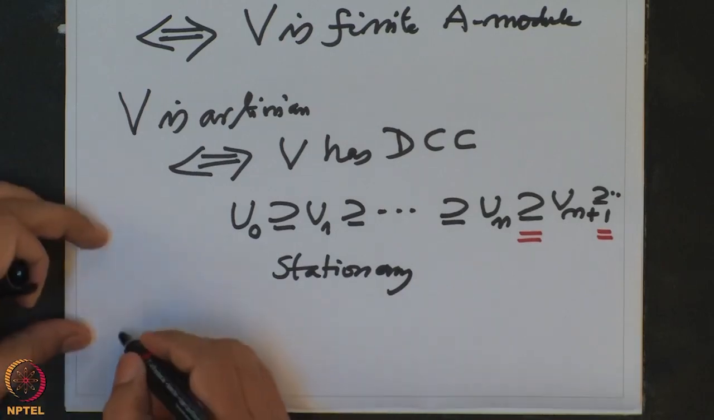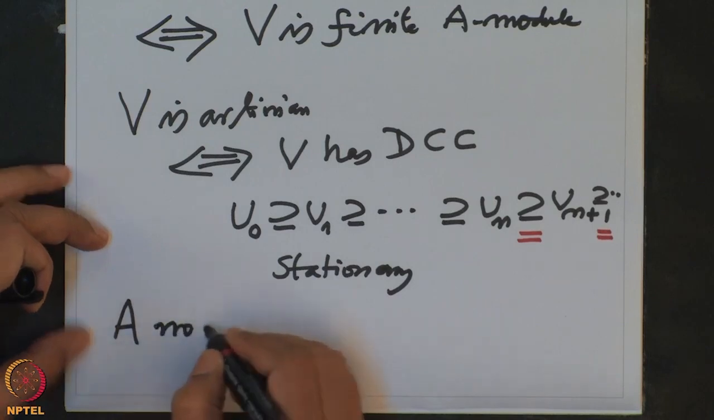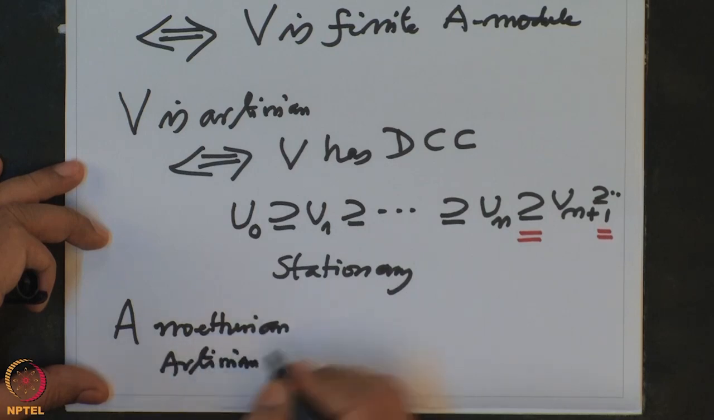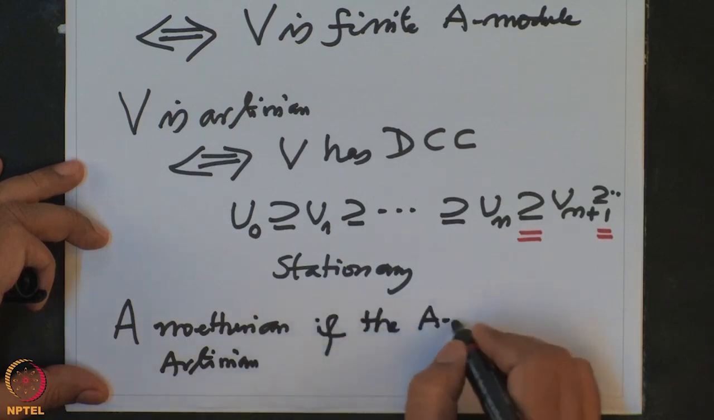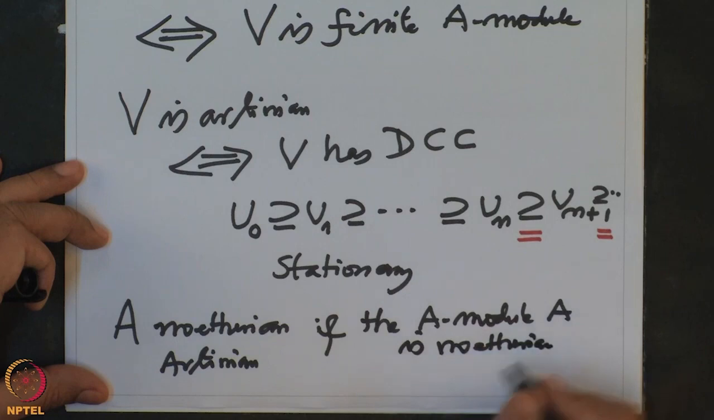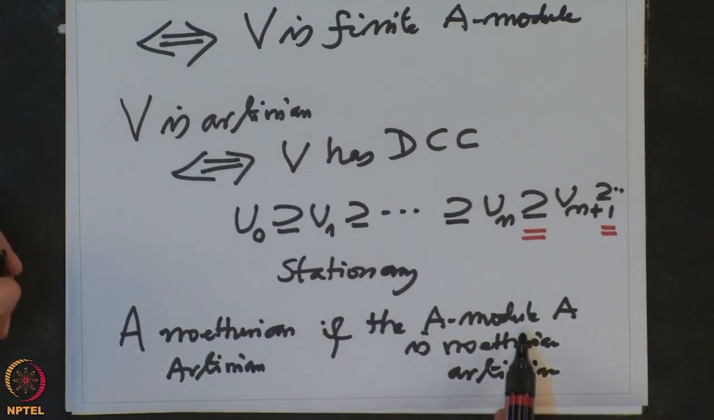And I will say the ring A is Noetherian or Artinian if the A module A is Noetherian or Artinian. Then you call the ring Noetherian or Artinian. So this is saying that if ideals have ACC, then you call the ring Noetherian. But that is equivalent to saying that all ideals are finitely generated, and Artinian means a decreasing sequence of ideals should become stationary.